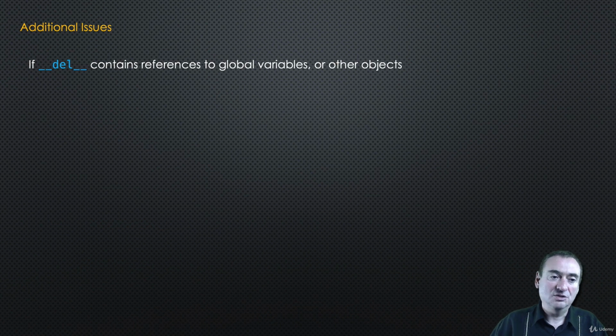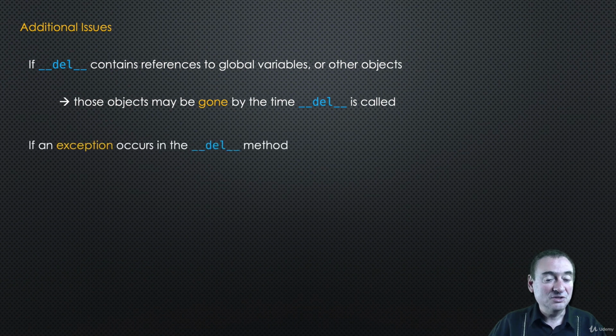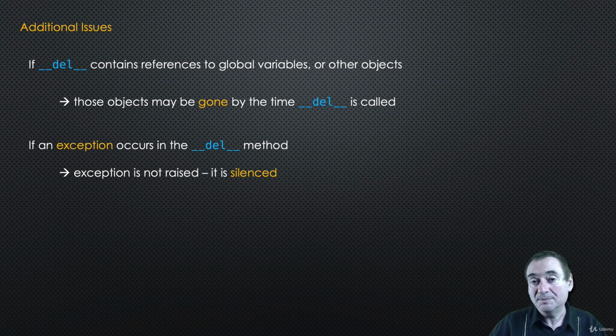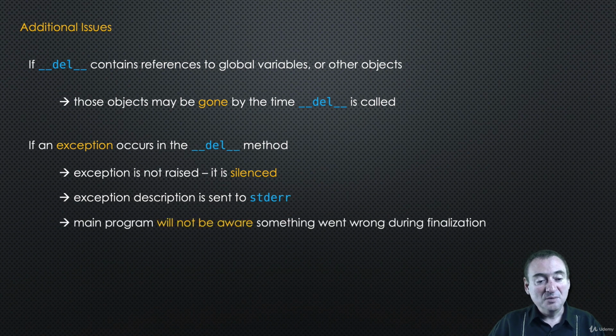And there's additional issues as well. If the delete method contains references to global variables or other objects, those objects might actually be gone by the time the delete method is called. So if an exception occurs in the delete method, the exception is not raised, it is silenced by Python. Python isn't going to raise an exception that happens in the delete method because basically it's in the process of destroying the object. It says, okay, if there's an exception, too bad, I'm destroying the object anyway. Now, the exception description is sent to the standard error out, but the main program isn't aware that something went wrong during that finalization.